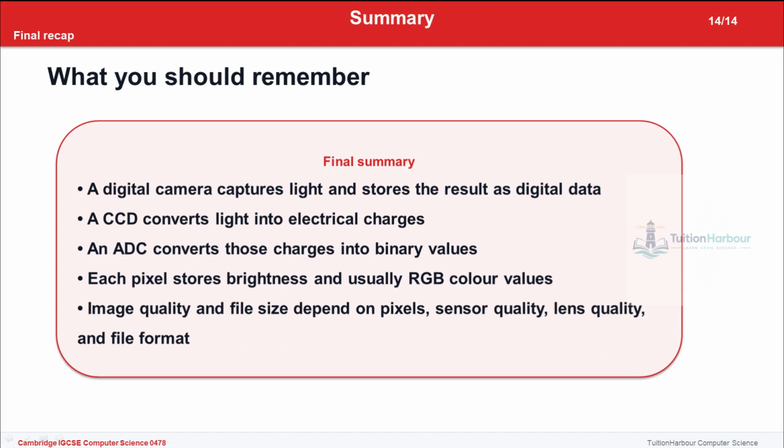Summary. A digital camera captures light through a lens. The CCD converts the light into electrical charges. The ADC converts these charges into binary data. Pixels store brightness and color information. Image quality and file size depend on several factors.